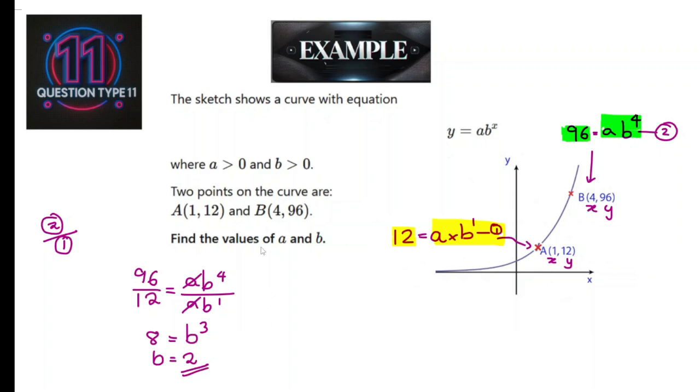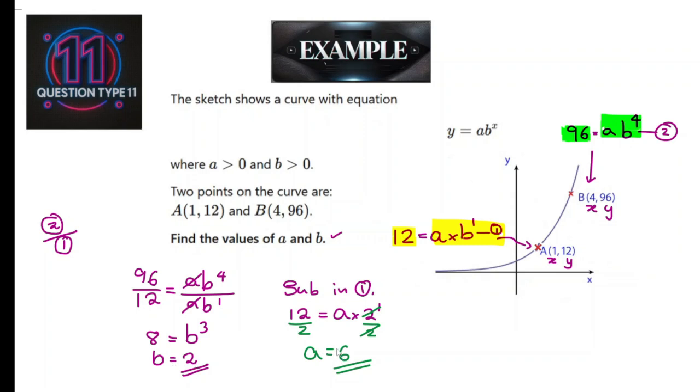Now, I already got this one. To get the other one, I need to substitute. I can substitute in 1 or 2, but 1 is simpler. So let's go with that. So substitute in 1. And all you need to do is 12 is equal to a. I don't know a, but I know b is 2, to the power of 1. 2 to the power of 1 is 2. So to get the value of a, I need to divide both sides by 2. 2 and 2 get cancelled out. The value of a is 12 divided by 2, which is 6. So b is 2, a is equal to 6.